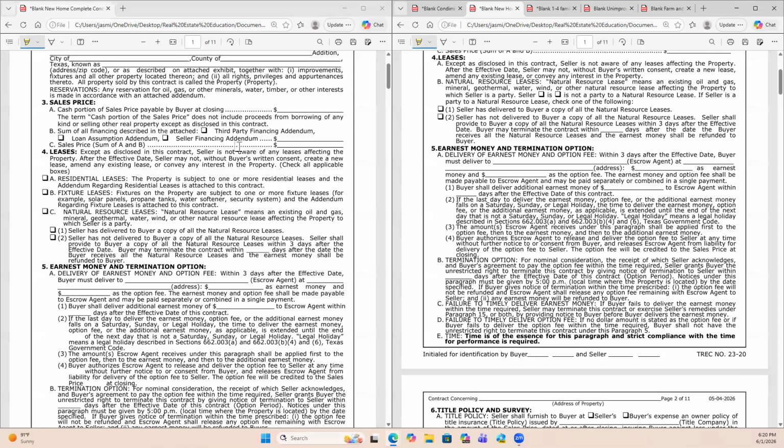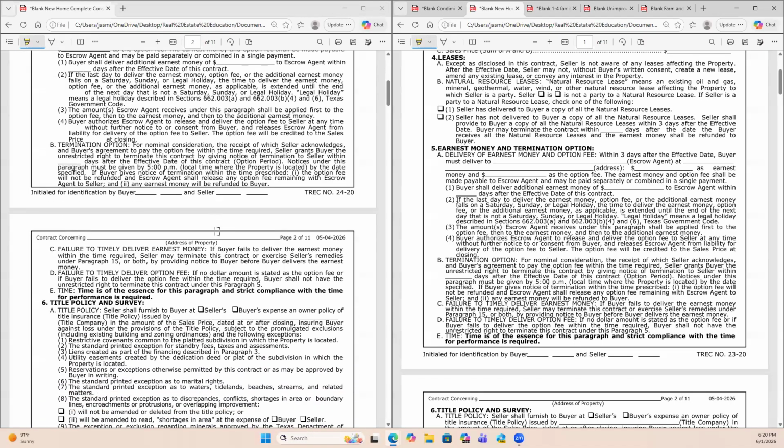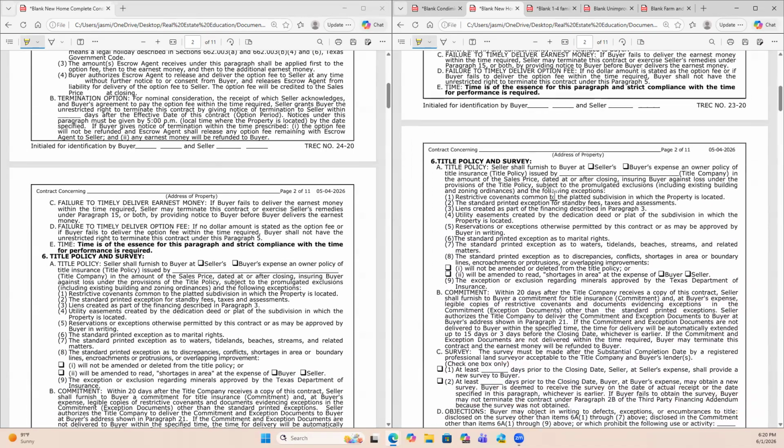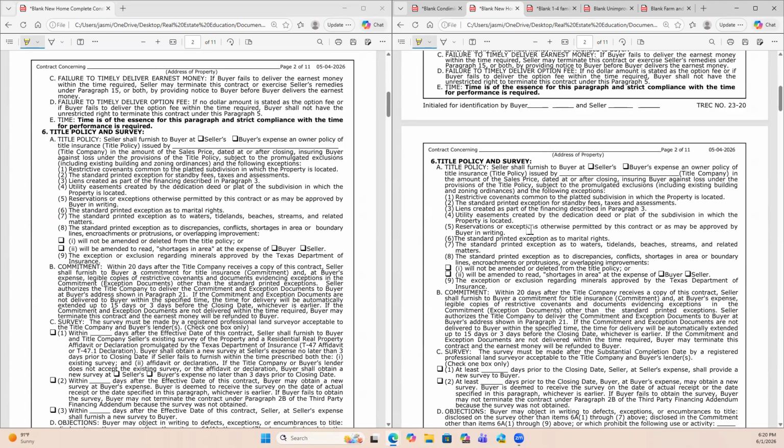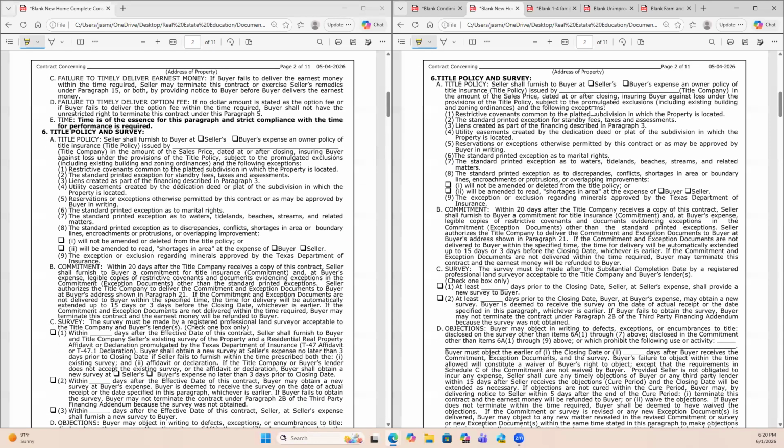Where's the earnest money going? How many option period days do you have? All of this is the same. All of this is the same so far. So now we're down to paragraph 6. Who's paying for the title policy?